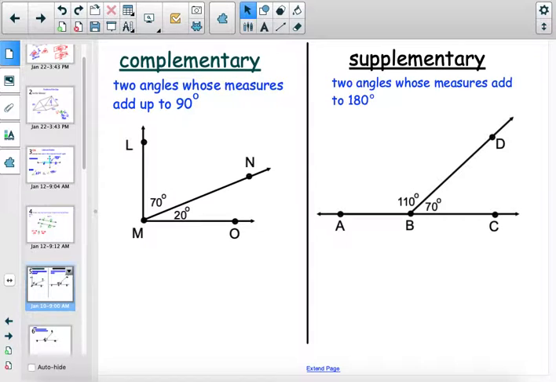Now, the thing about 180 degrees is it makes a straight line. You see little ABC, it's a straight line. If you think about it, if you have two 90-degree angles, you put them together, it's going to make the floor. It's going to be a straight line.